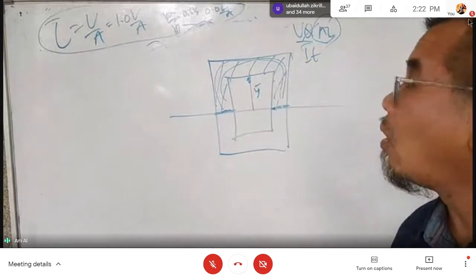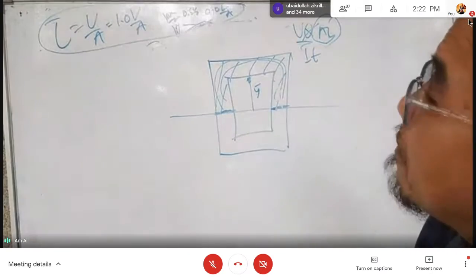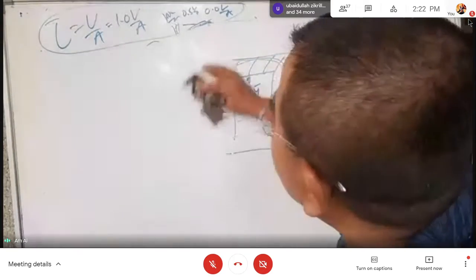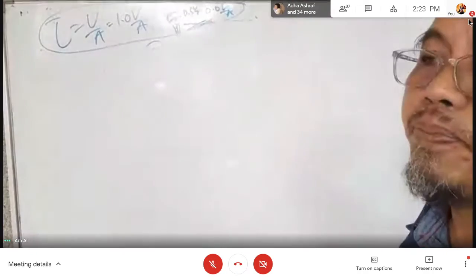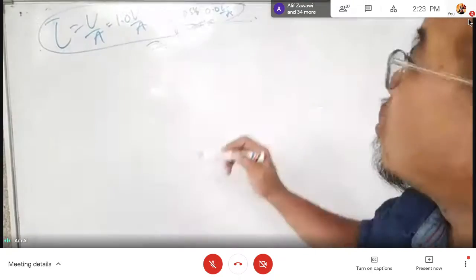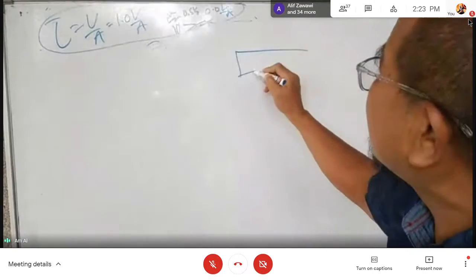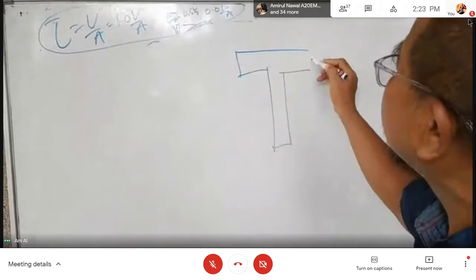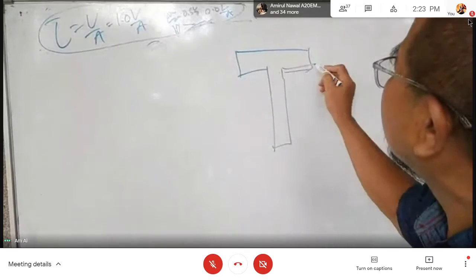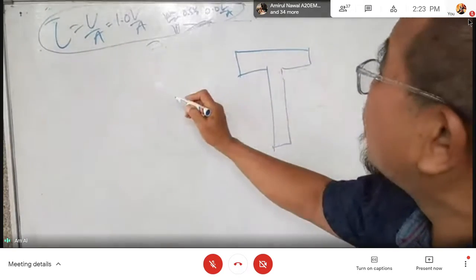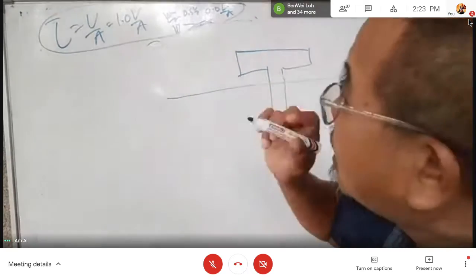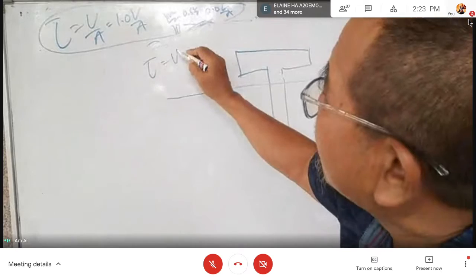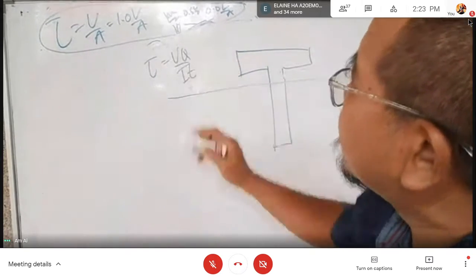So you must ask a lot of hypothetical questions to understand this. And then what else have we done? We have also done a cross-section that is not symmetric. So first, you must find the position of the neutral axis. Tau is still VQ over IT.